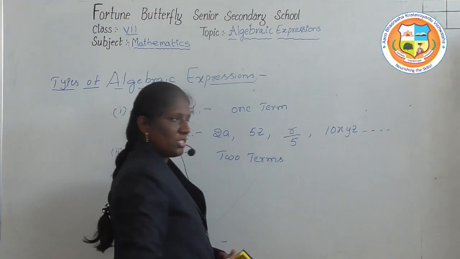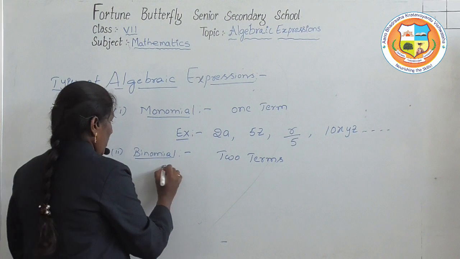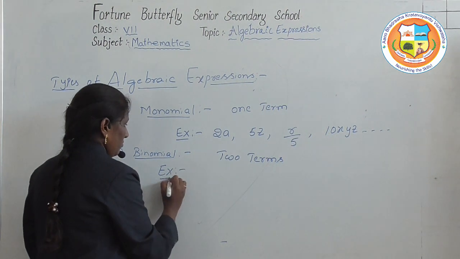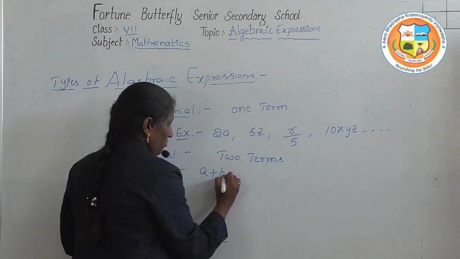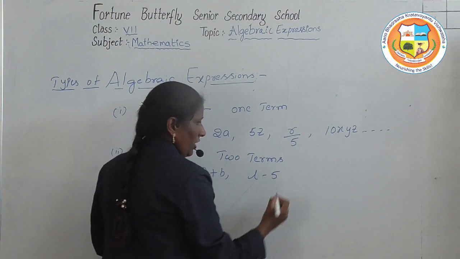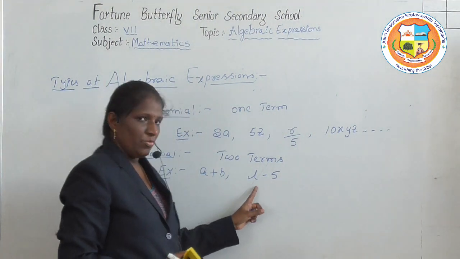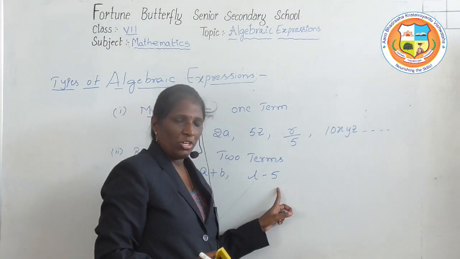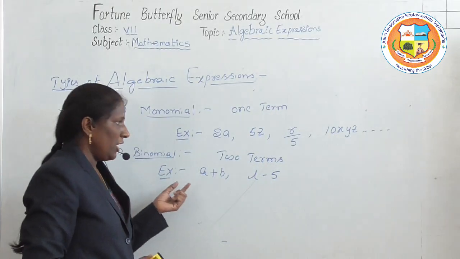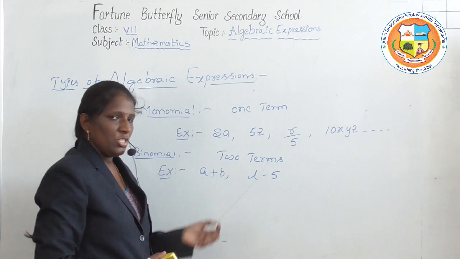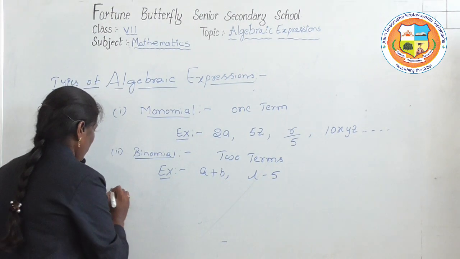An expression containing two terms is called a binomial. For example, a plus b, l minus 5. Here a is one term and b is also one term. Here l is one term and 5 is also one constant term. An expression containing two terms is called a binomial.